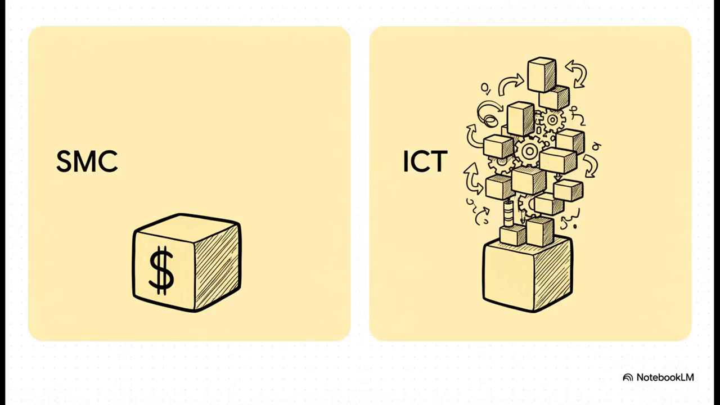Now, it's really useful to know the difference between SMC and ICT. Think of SMC as the foundational theory. It focuses on these key institutional ideas, like order blocks, which are basically price zones where huge orders were placed. ICT takes those same core ideas but builds a much more detailed and intricate system around them. So while some of the best traders in the world use these methods, our source is pretty clear. Trying to learn this stuff on your own from free videos is a really tough climb.